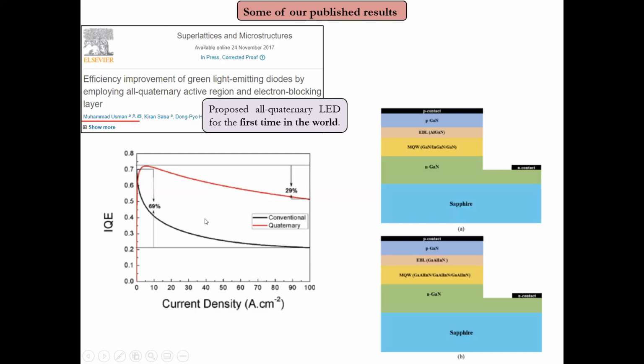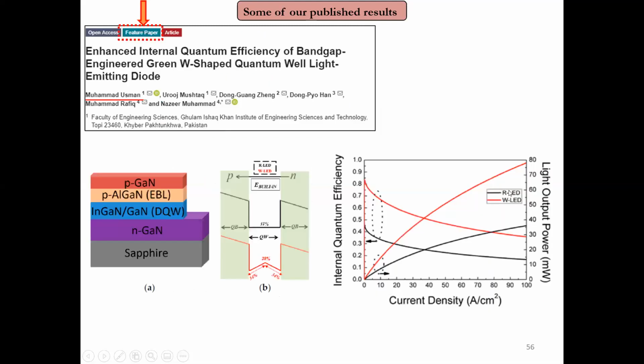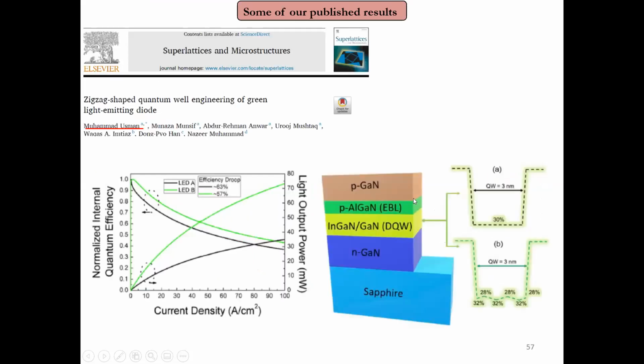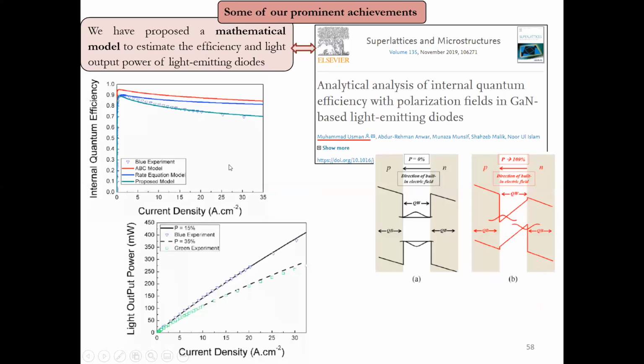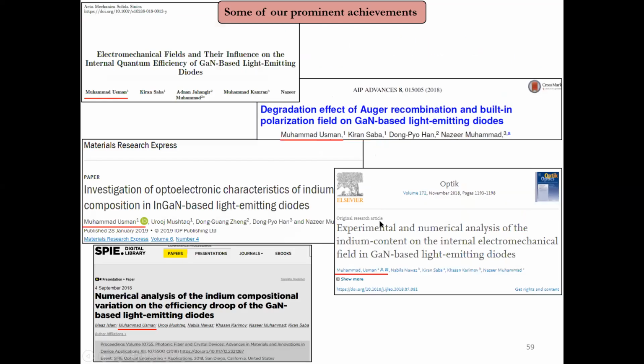These curves are showing the conventional device versus the proposed efficient device. Again, the conventional device, the regular LED with the reference LED, and a lot of these results, which may or may not be of interest to you. This work was very important because we came up with an analytical, mathematical model to predict the efficiency of our LEDs, both in the green and blue wavelength range. And interestingly, we were able to successfully predict the efficiency of green and blue LEDs with a mathematical model.